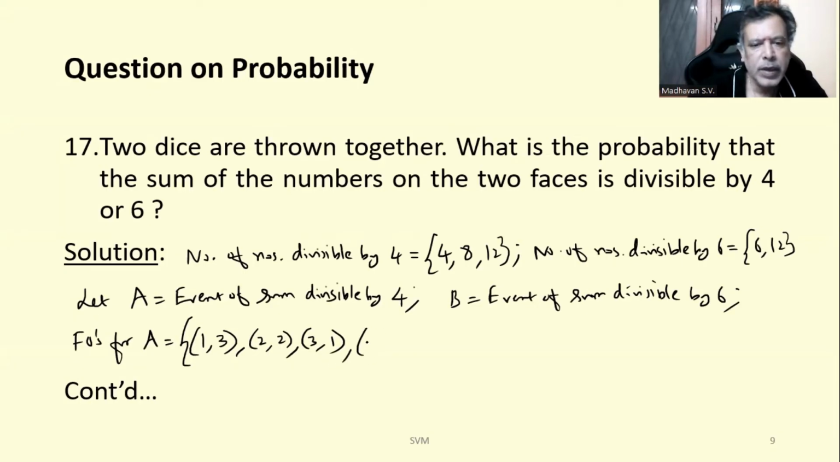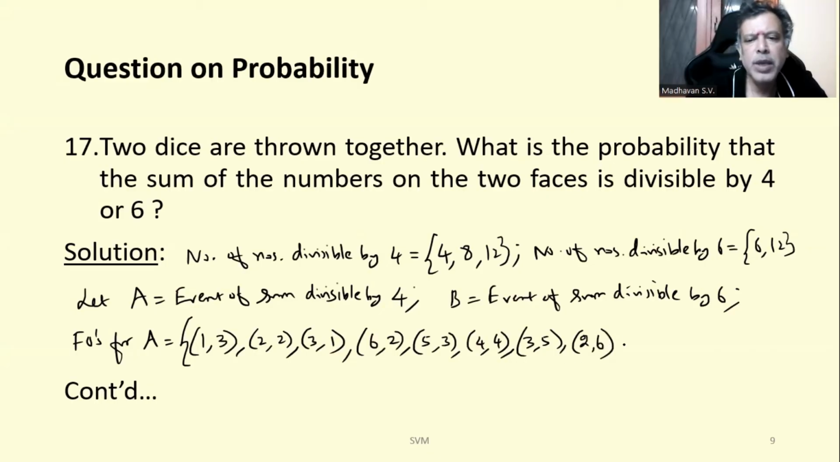Next one, consider 6 for getting 8: 6, 2. Then we have 5, 3. Then we have 4, 4. Then we have 3, 5. Then 2, 6. These are the possibilities for the sum to be 8. Then if it is 12, only one possibility, 6, 6.